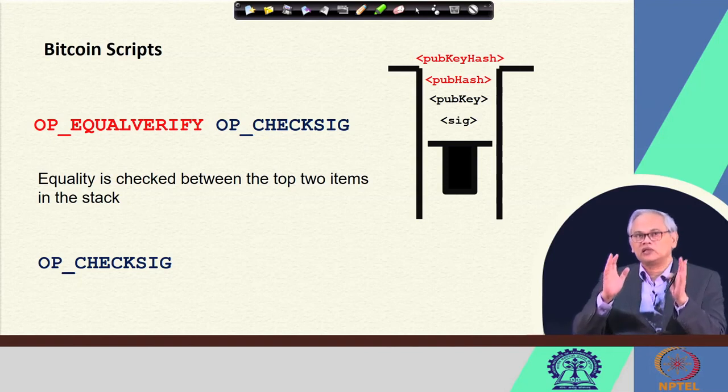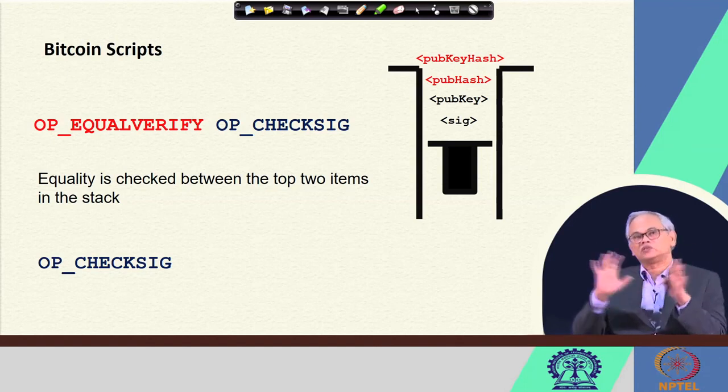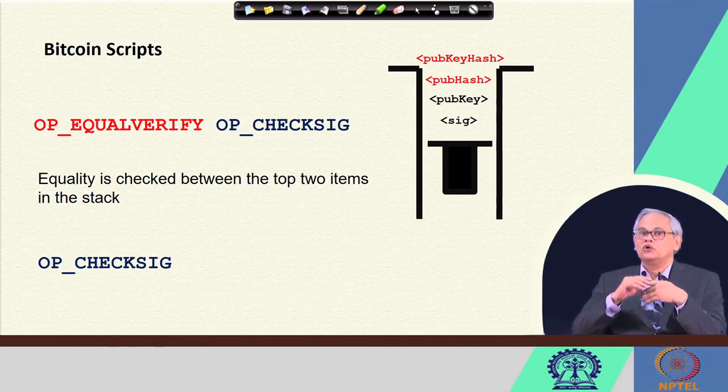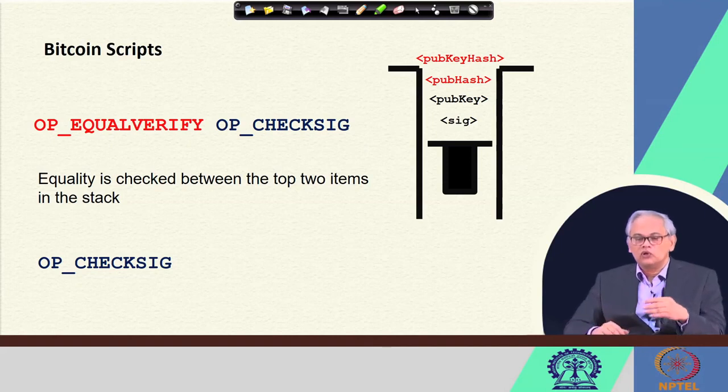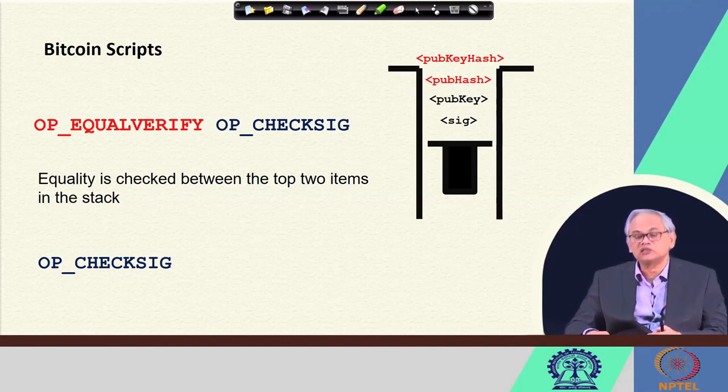Whenever we have these operations which are checking for equality, the underlying processing is such that only if it returns true will you proceed, otherwise it will come out of it, meaning that these two scripts are not matching, and the claim that Bob is trying to make about those 40 bitcoins cannot be allowed to proceed. So, here this OP_EQUALVERIFY will check for equality between the pub key hash and the pub hash, and only if they match will it proceed to the next step.